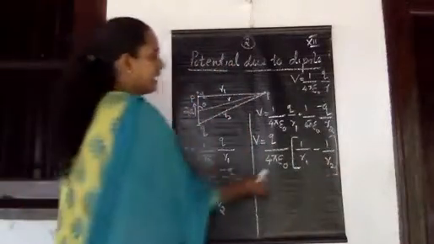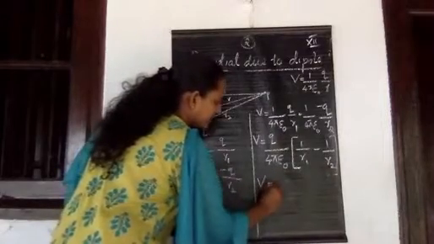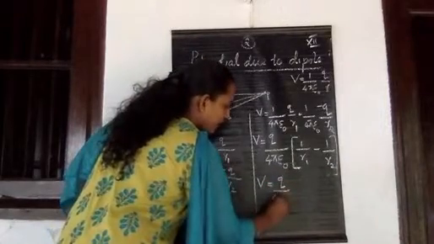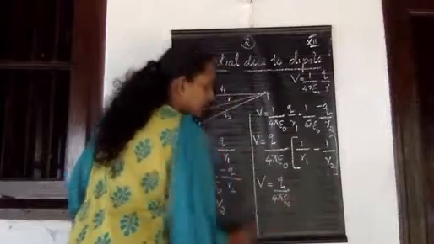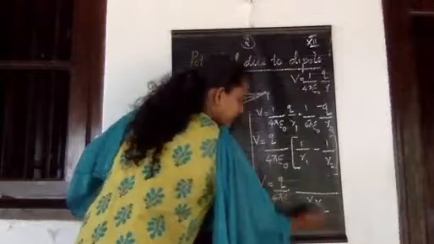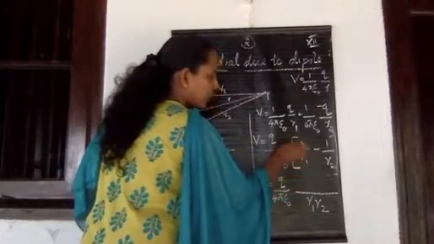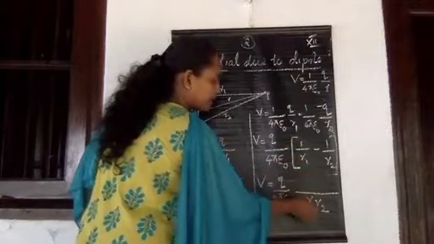Then take the LCM of this one. How can you write this? V is equal to q by 4 pi epsilon 0, R1, R2 we are taking here. So whenever you are taking R1, R2, here R1 is only present, so you want to multiply the numerator and denominator by R2.